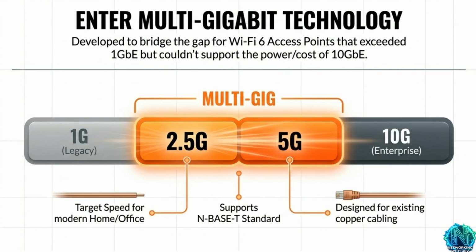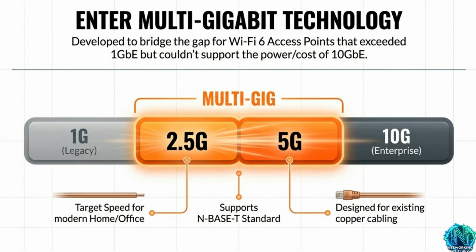By supporting the N-base-T standard, these ports can negotiate intermediate speeds of 2.5G and 5G. This allows you to upgrade your network speed for modern home and office demands without the massive cost of a full 10G enterprise overhaul. It is the perfect middle ground, giving you the target speeds needed for high-performance wireless and fast local storage while using existing reliable copper.